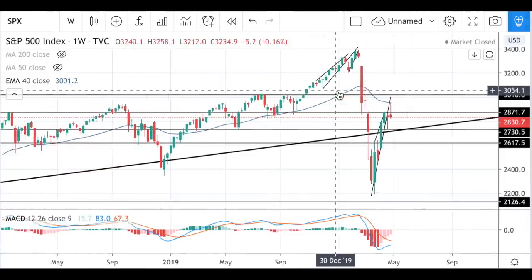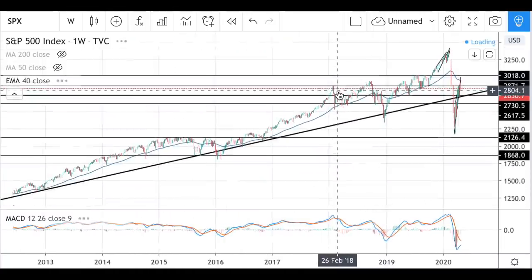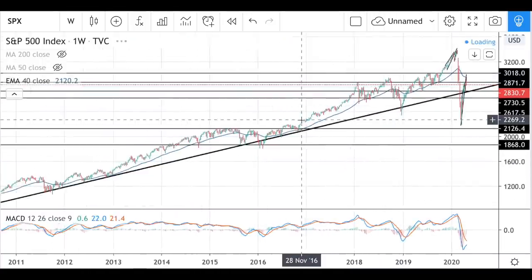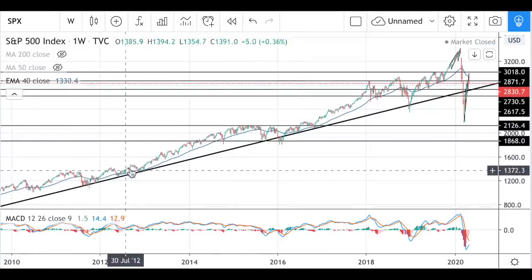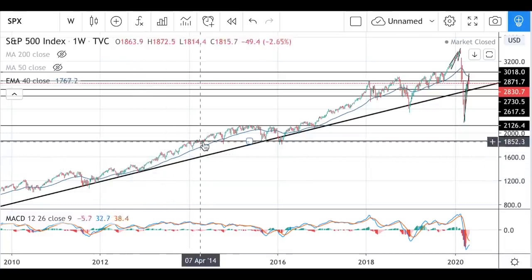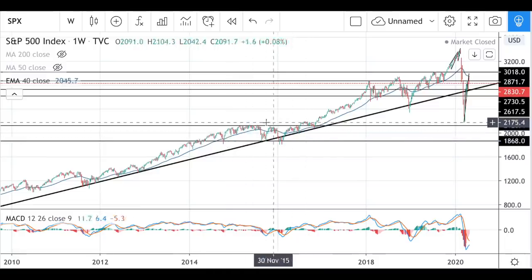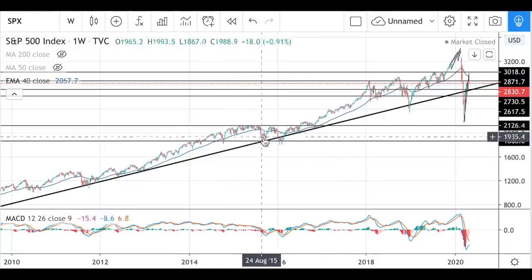This is an exponential moving average that does a great job at defining bull markets and defining bear markets. We can go further back on the S&P 500 and take a look at how price behaves in regards to this exponential moving average. You can see it contains most of the corrections during a bull market. The price does tend to stay above this exponential moving average. Of course, in 2015, we had a period of consolidation, so the price dropped back down below.